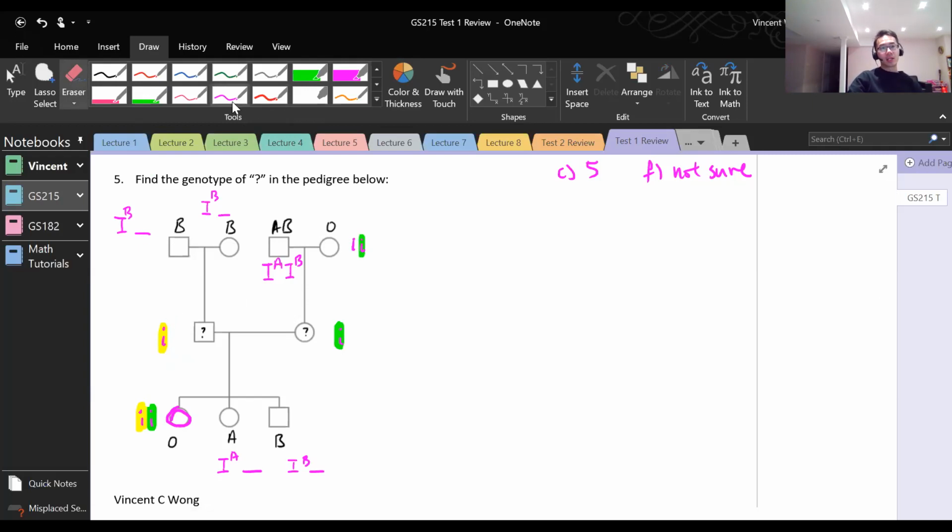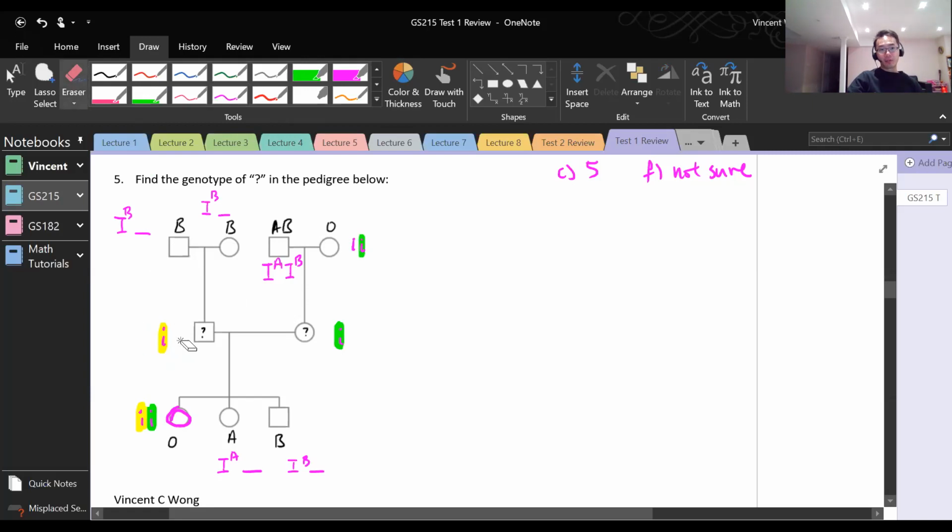What we do know is the other allele for this person would have to be a B, because both parents are type B. So it has to pass on a B to this particular individual. Now you might be wondering, what if they are both small i and small i? Wouldn't it be possible for this person to be type O? Yeah, that's possible, but you also have to look at the next generation.